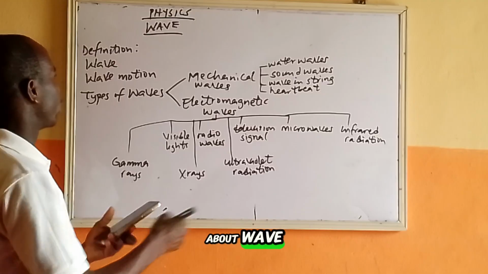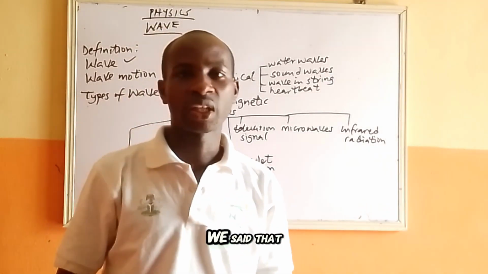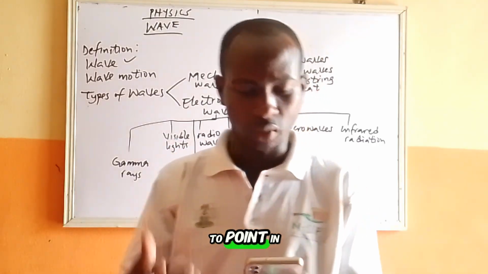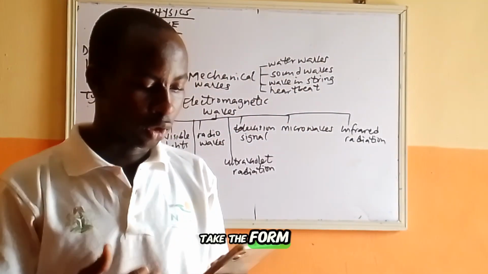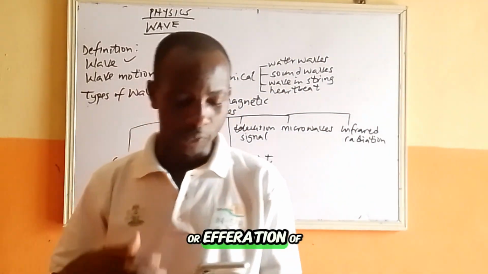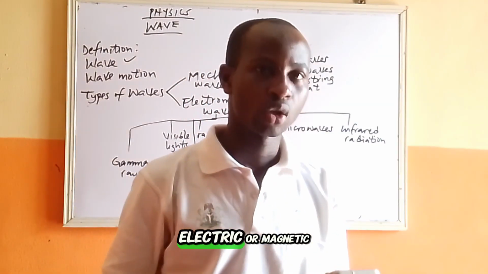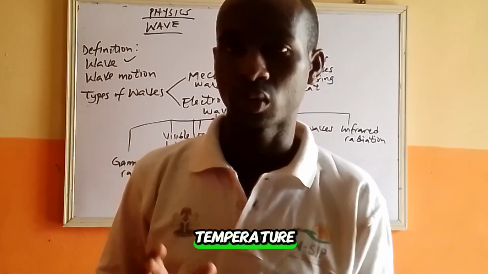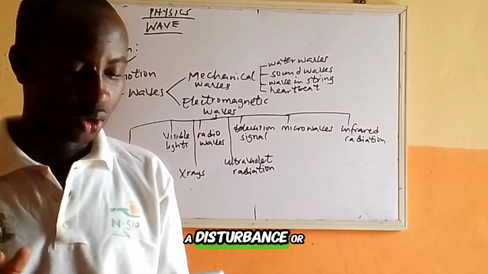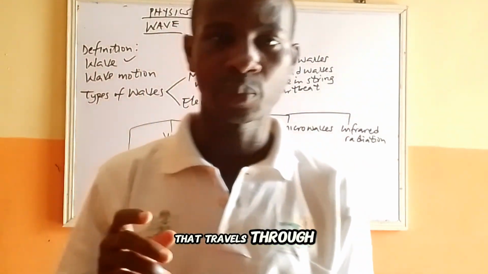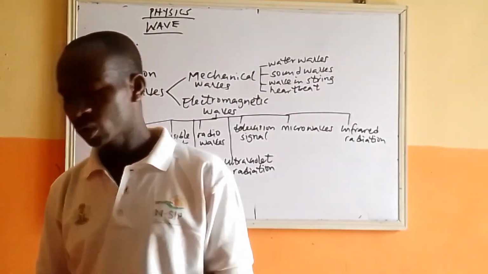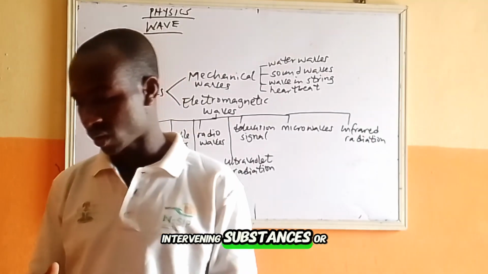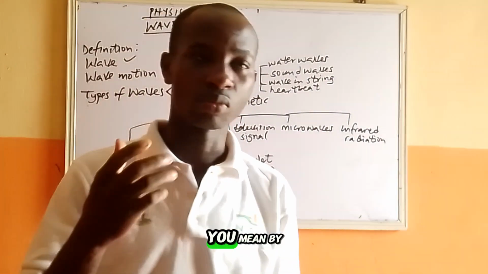So in physics, when we talk about wave, what do we understand by a wave? We said that a wave is a disturbance that transfers energy progressively from point to point in a medium and that may take the form of an elastic deformation or a variation of pressure, electric or magnetic intensity, electric potential or temperature. In a nutshell, a wave is a disturbance or oscillation that travels through space-time. You can also say that a wave is a disturbance transmitted through intervening substances or space. That is what we mean by a wave.